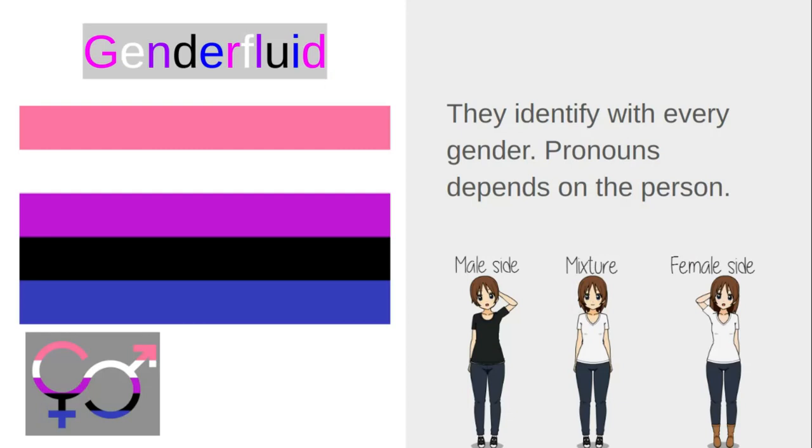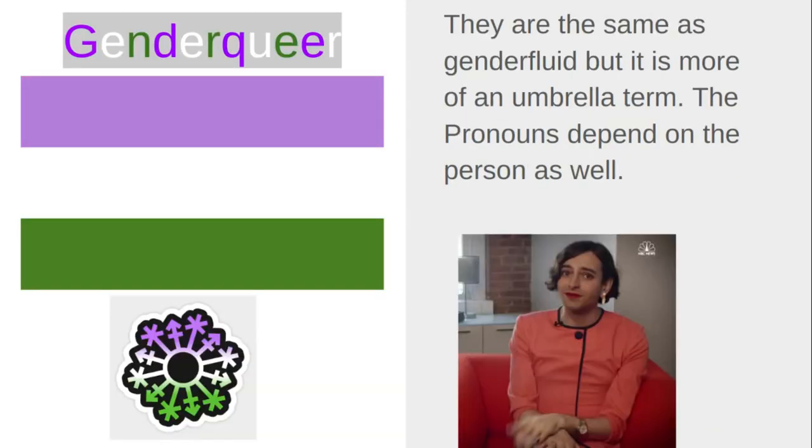After this one, there is also another common one, which is genderqueer. Genderqueer is the same as gender fluid, but it's another umbrella term. It just depends on what the person prefers, which one they feel more comfortable with. So the pronouns will also depend on the person. Some people who are genderqueer will go by they, them, she, her, he, him, or zie. So genderqueer is just another umbrella term.